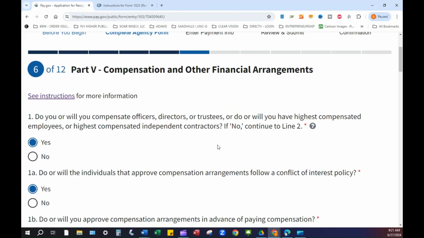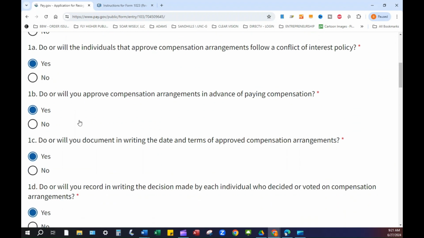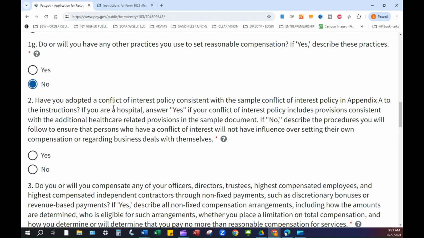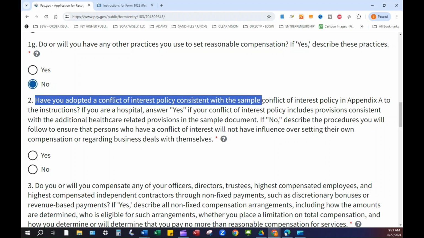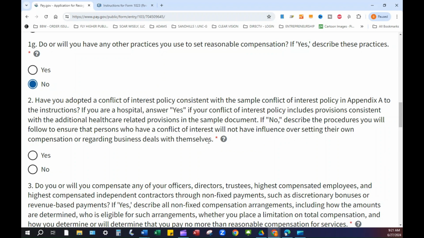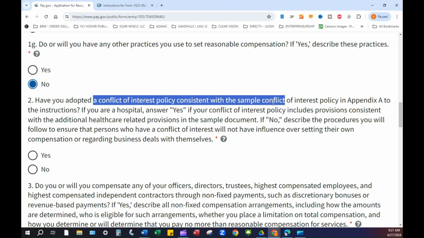So we are at part 5. We went ahead, we did answer number 1. We answered all of this. Now number 2, have you adopted a conflict of interest policy? Remember I talked about that in the instructions. And is that policy consistent with the sample conflict of interest policy in Appendix A to the instructions? See that? That's why I say it's okay to copy it word for word, because they say, have you adopted a conflict of interest policy consistent with the sample conflict of interest policy in Appendix A?